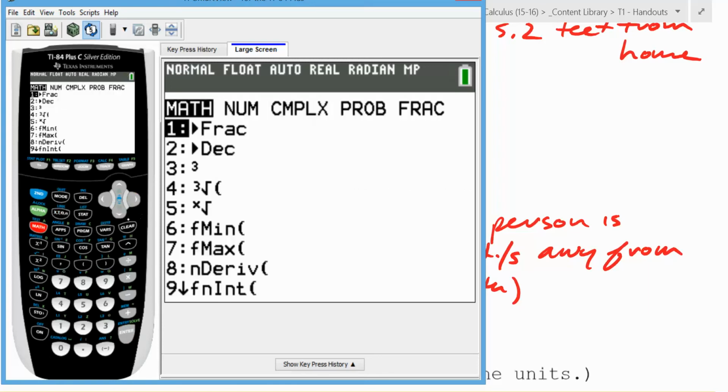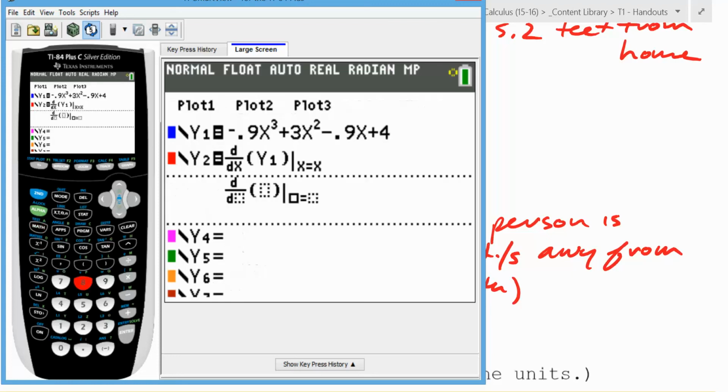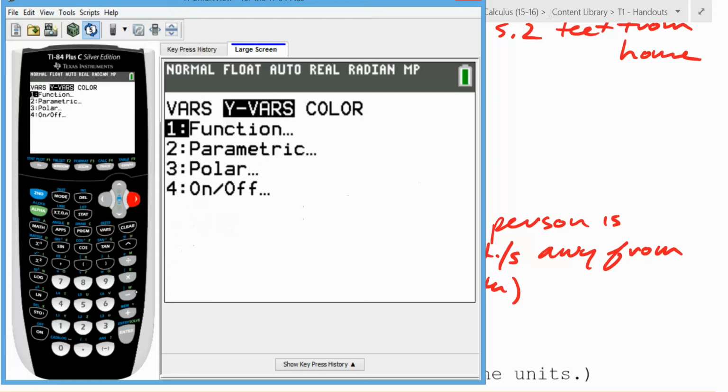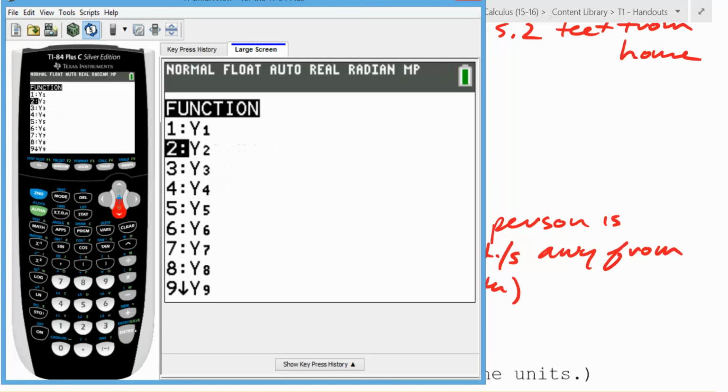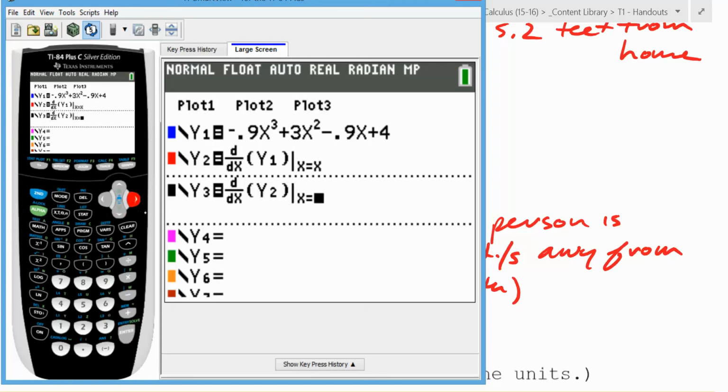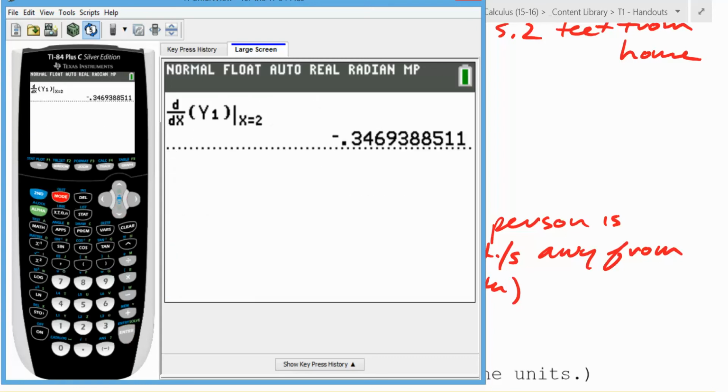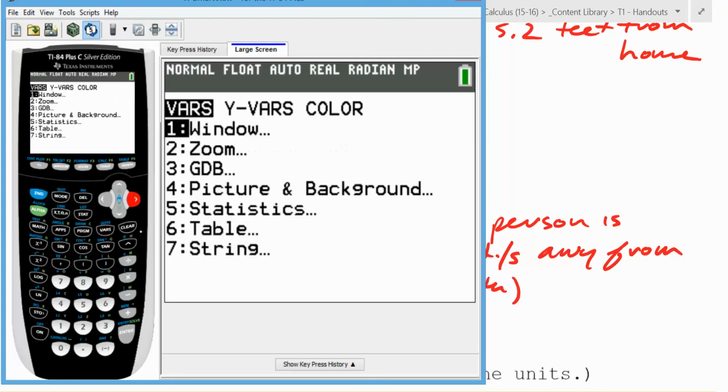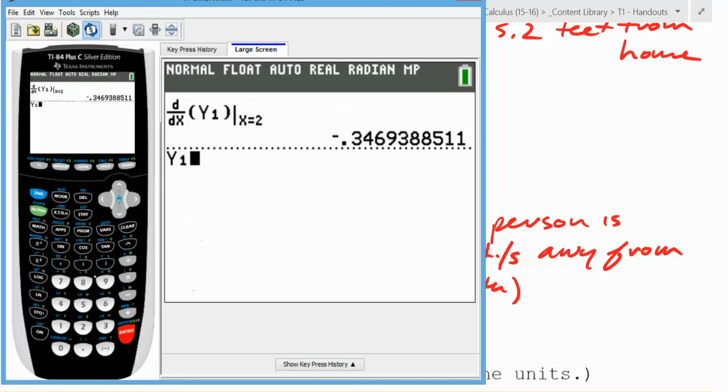So if you wanted to do the second derivative, what should you put there? Math. Which one do I use? nDeriv again, and I put x again, but what do I plug in? What I put in x down there, but what do I put right here? Y2, exactly. Vars, Y-Vars, function Y2. You're taking the derivative of that one and making x equals what? X.